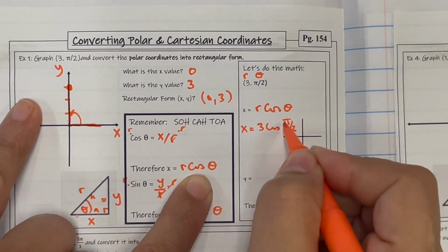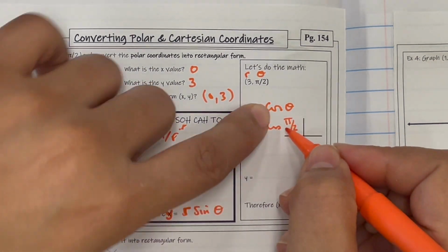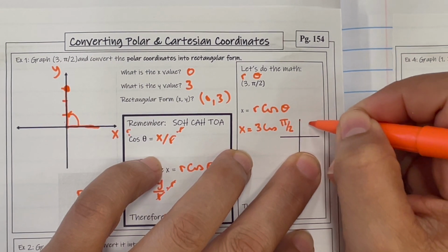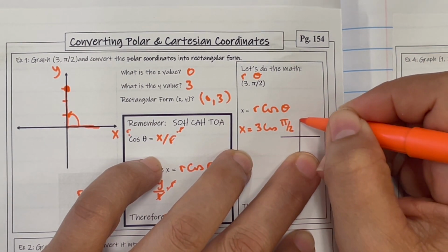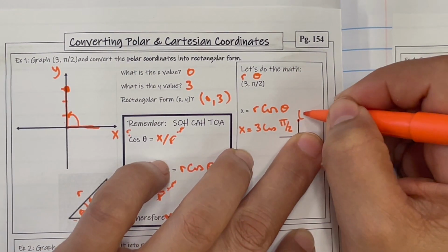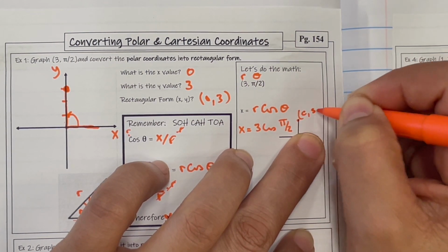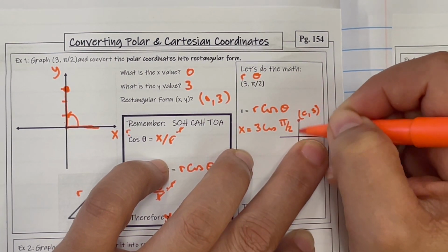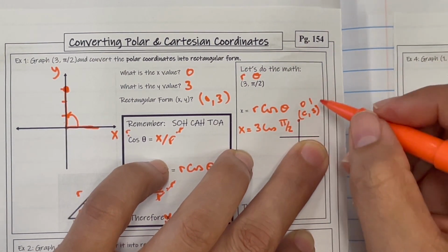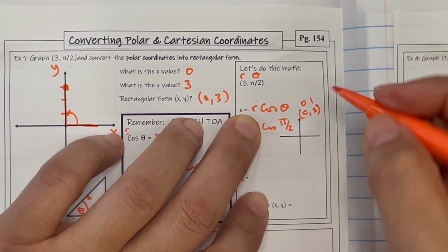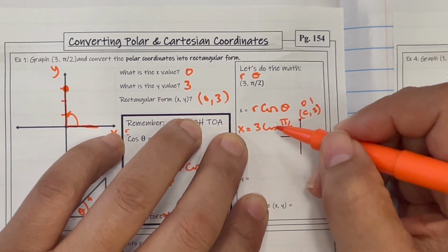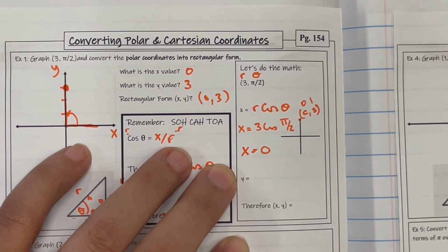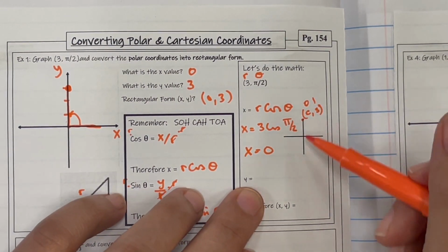All right, so evaluate what this is. What is cosine pi over 2? All right, so we know pi over 2 is over here, so it goes 2, 3, 4, skip 5, 6. So pi over 2 is here, and we know that this is always cosine as x, sine as y, and this is the point 0, 1, so 0, 1 from the unit circle. So cosine of pi over 2 is 0. 0 times 3 is 0. So x is equal to 0. So just evaluating the unit circle.